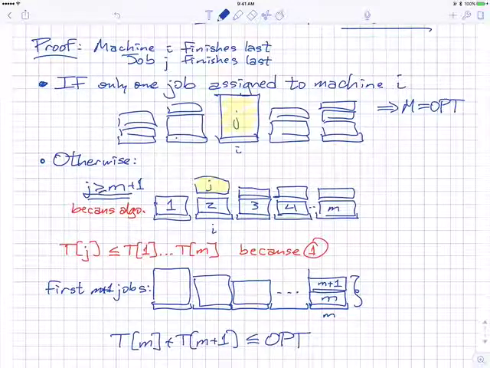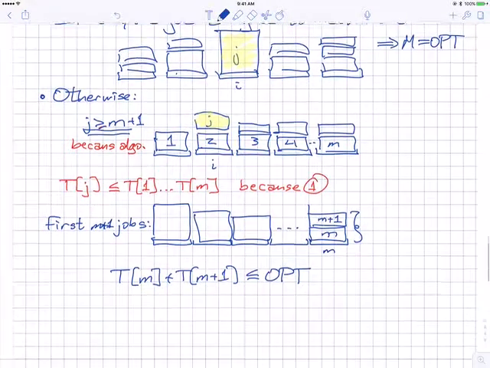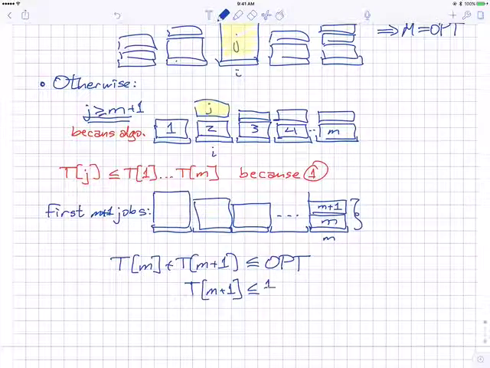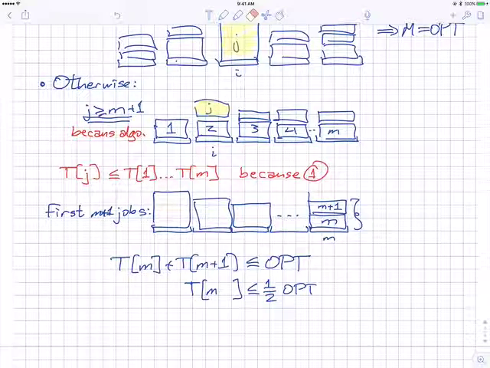Okay. Good. But now, what does that say about T of M plus 1? It's less than half of opt. Actually, should I say is this T of M? No, sorry. I really meant T of M. The smaller of these two, which is T of M. You're right, sorry. Off by handedness.